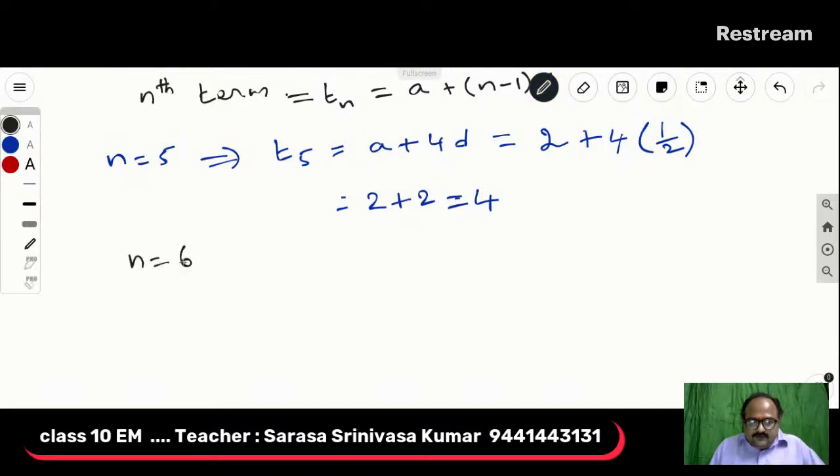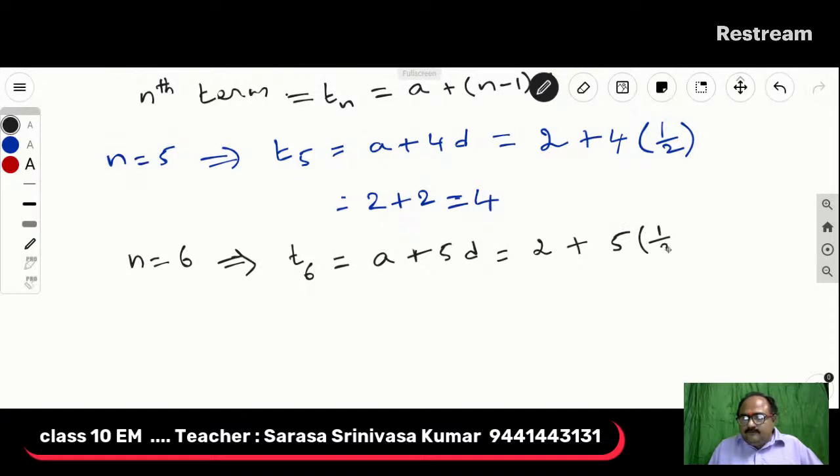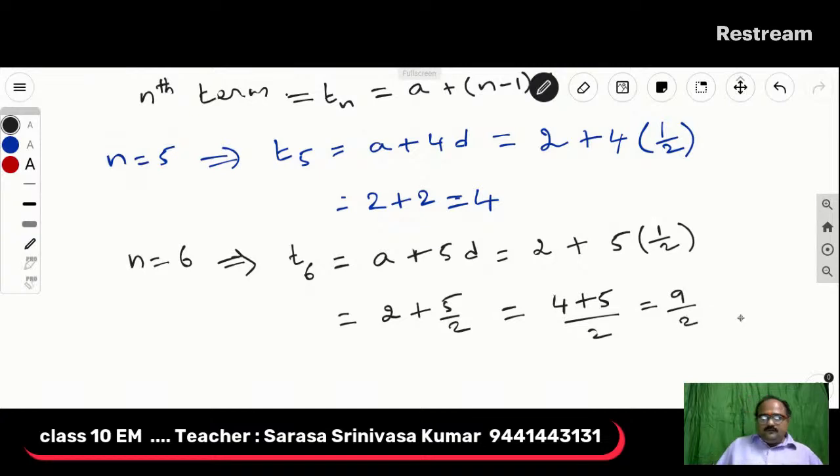N equal to 6. This implies T6 equal to a plus 5d. This is equal to a is 2 plus 5. What is the common difference? It is 1 by 2. This is equal to 2 plus 5 by 2, which can be written as 4 plus 5 by 2. This is equal to 9 by 2.